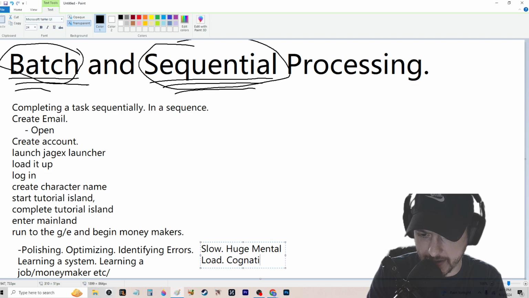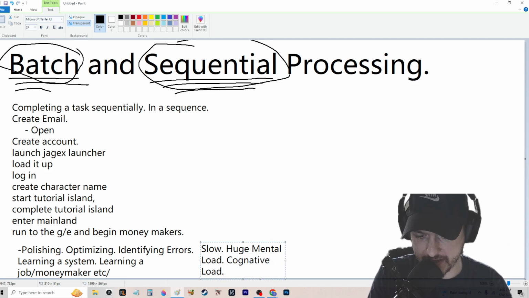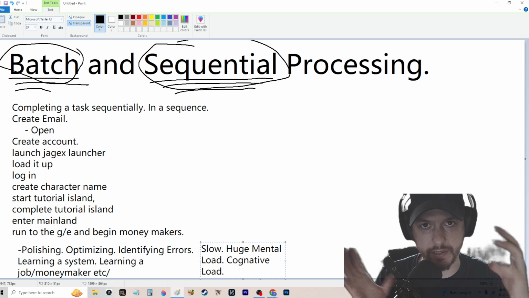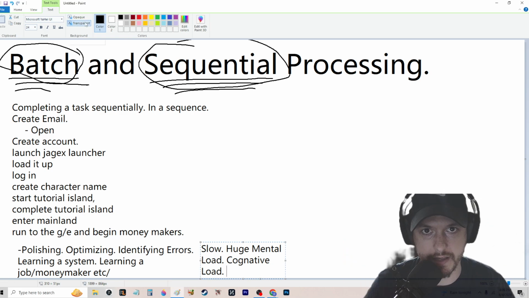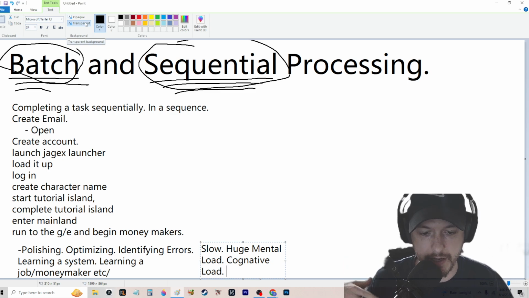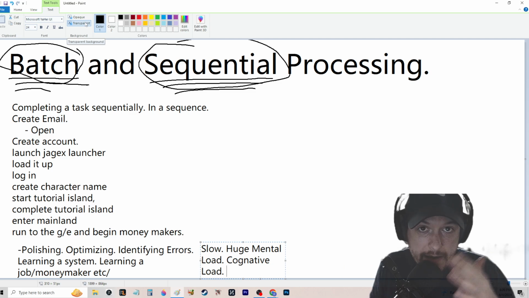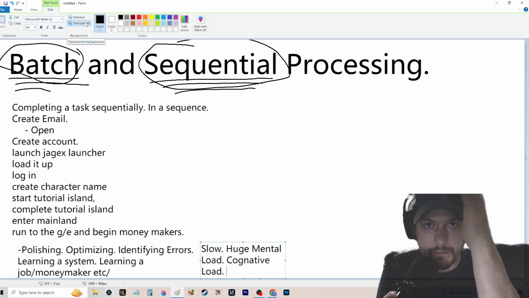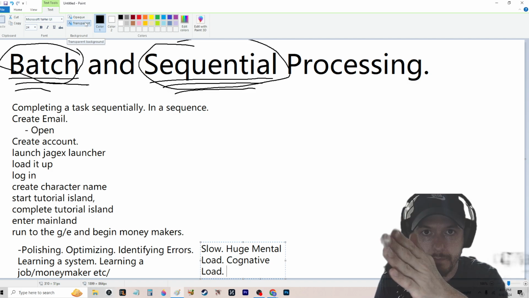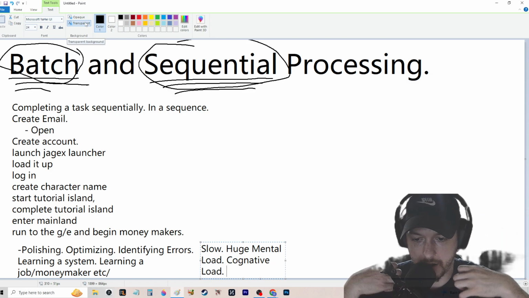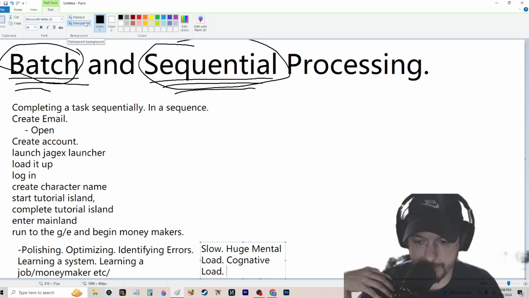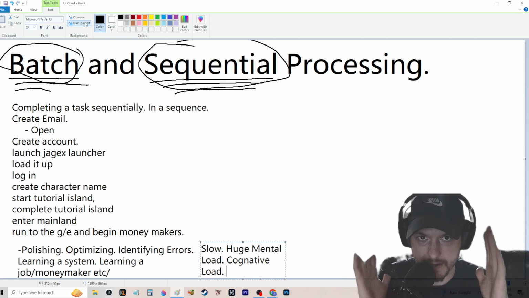Cognitive load, because you're constantly switching tasks. Have you ever entered a flow state? A flow state is when you lose track of time. So every time you have to make a decision or change a task, you are increasing the cognitive load. You are putting strain on your brain. So that is the main disadvantage.